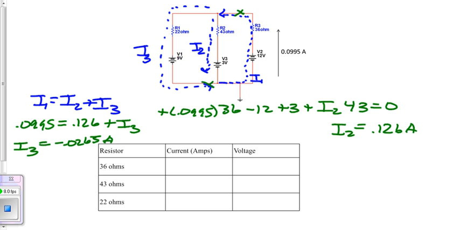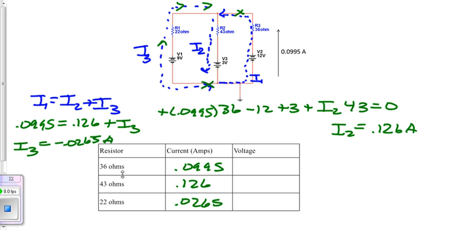So let me just put a little X to that. It's actually going this way around, so let me add a couple arrows indicating that it's actually going this direction. So I can change that now to become a positive value. So when I record it in my chart here, I'll make that a positive 0.0265, I2 being 0.126, and I1 being 0.0995.